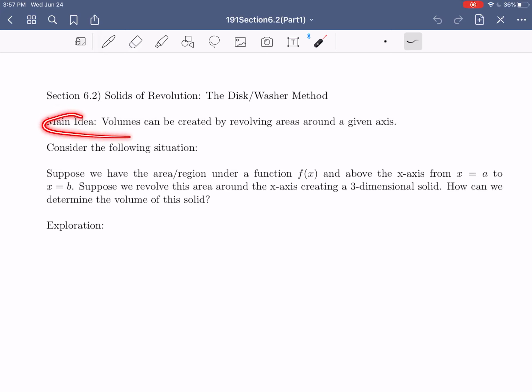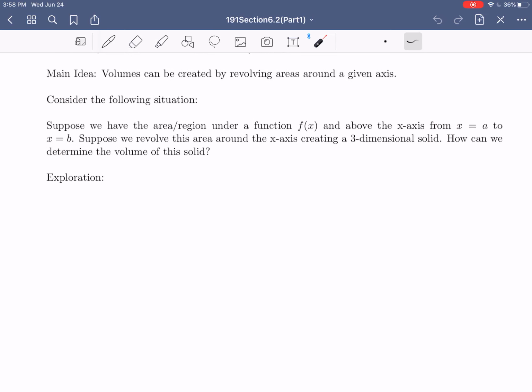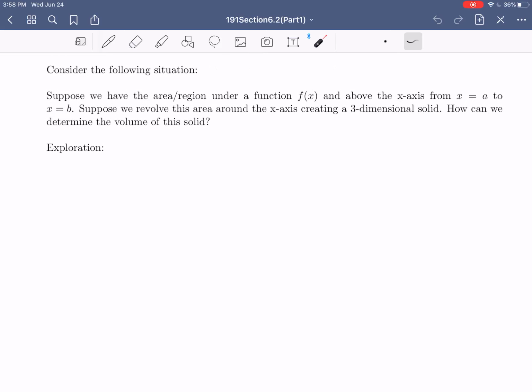The main concept here is that volumes can be created by revolving areas around a given axis. In other words, if you have some sort of area and you revolve it around an axis, if you spin it around, that creates a three-dimensional shape, and we're going to try to determine the volume of those shapes. To be a little more specific, suppose we have a region under a function f of x and above the x-axis from x equals a to x equals b. We want to revolve this area around the x-axis, creating a three-dimensional solid, and we're going to investigate how we can determine the volume of this solid.